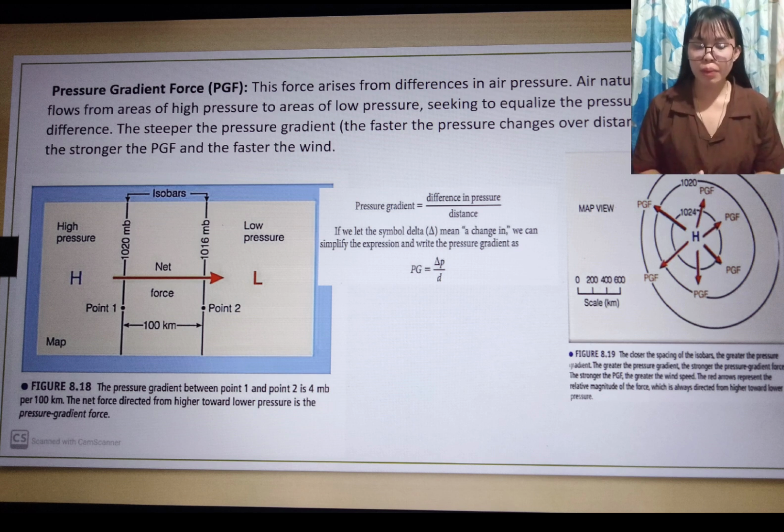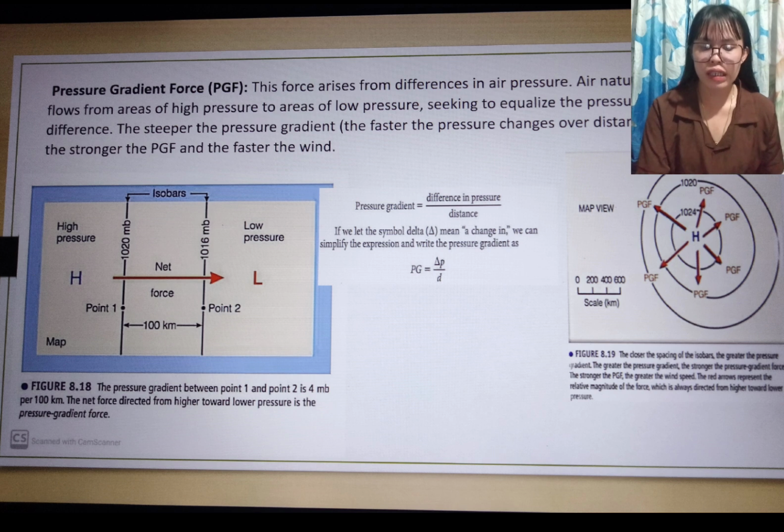So in figure 8.18, the pressure gradient between point 1 and point 2 is 4 mb per 100 kilometers. The net force directed from higher towards lower pressure is the pressure gradient force. So here we can see the net force, that arrow, is what we call the pressure gradient force. So from higher pressure it goes towards lower pressure.